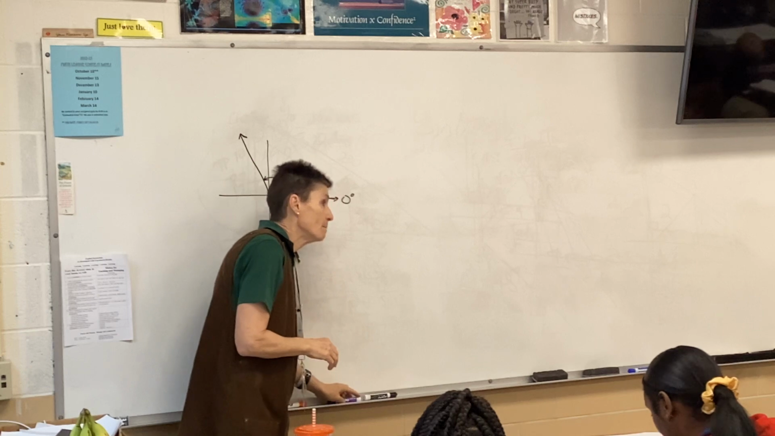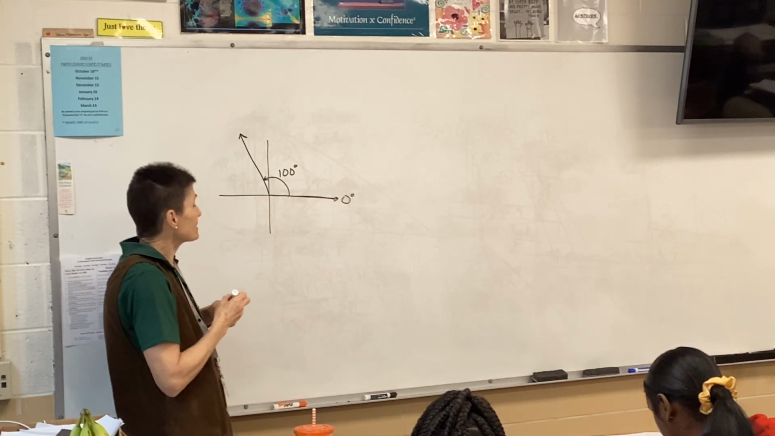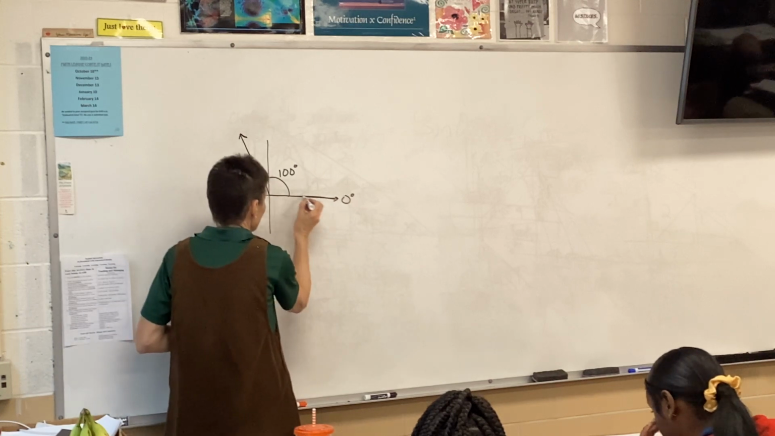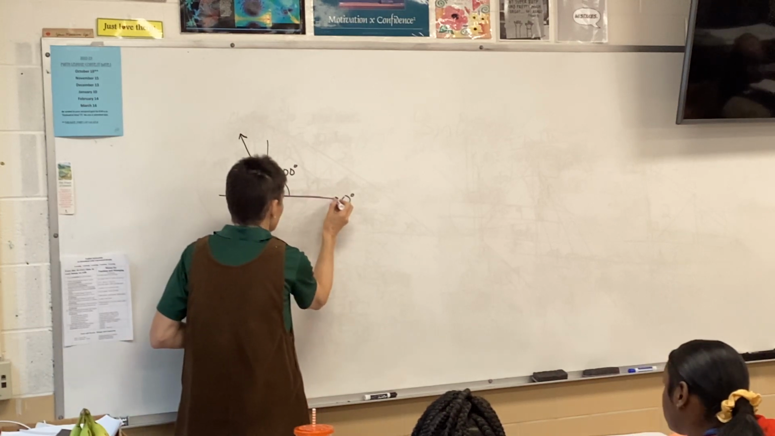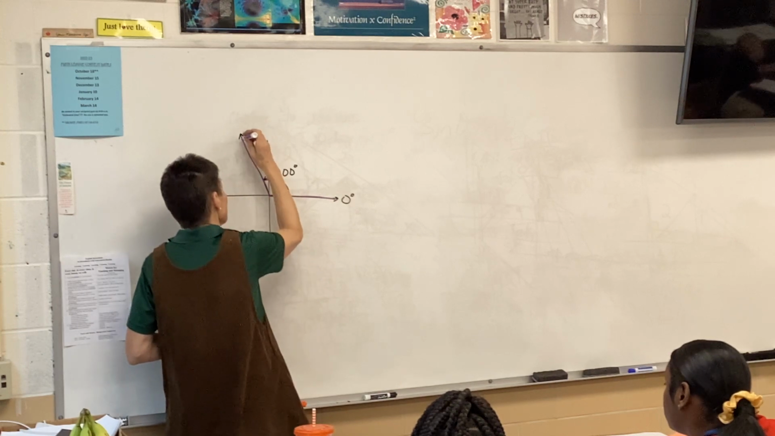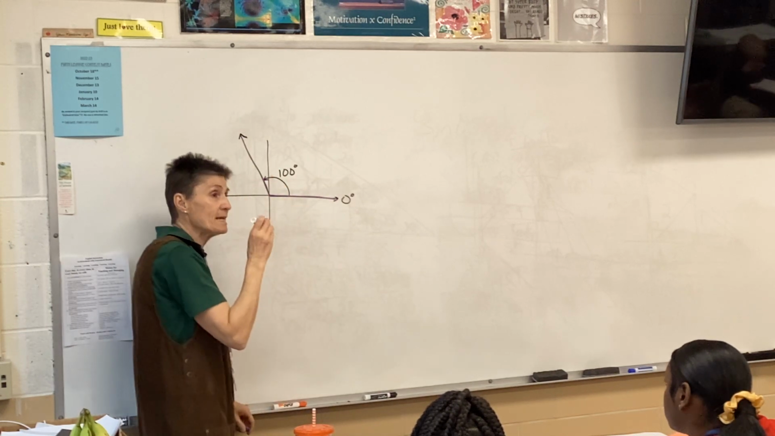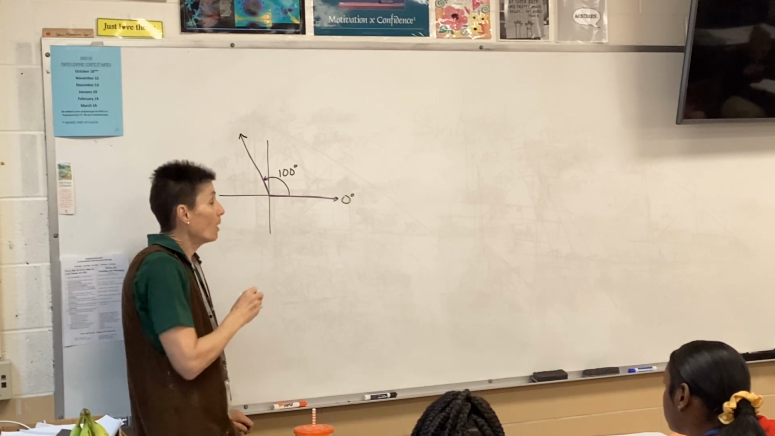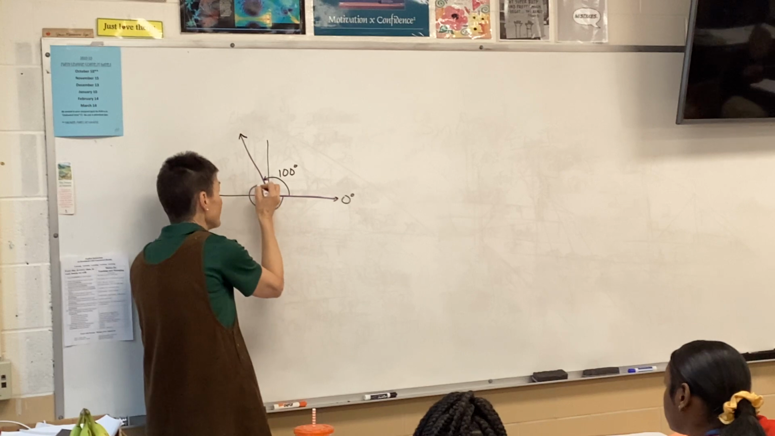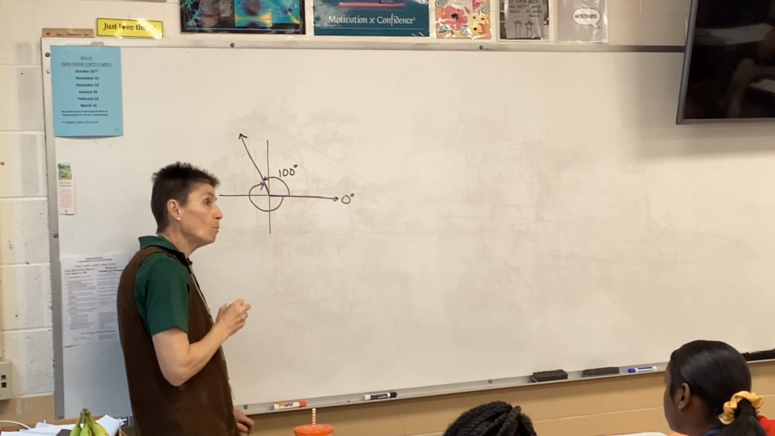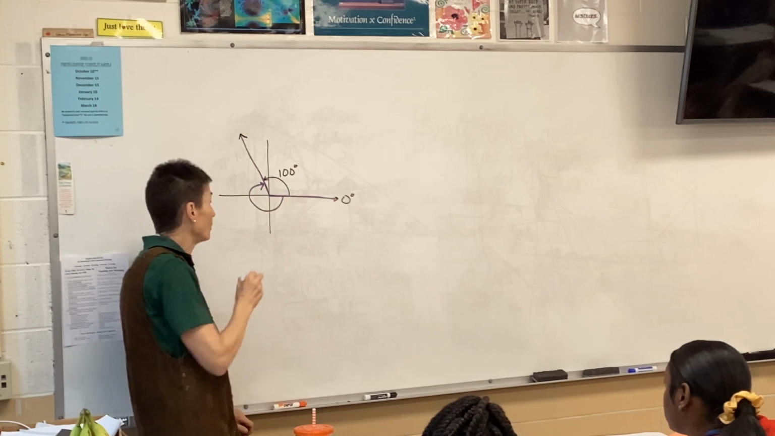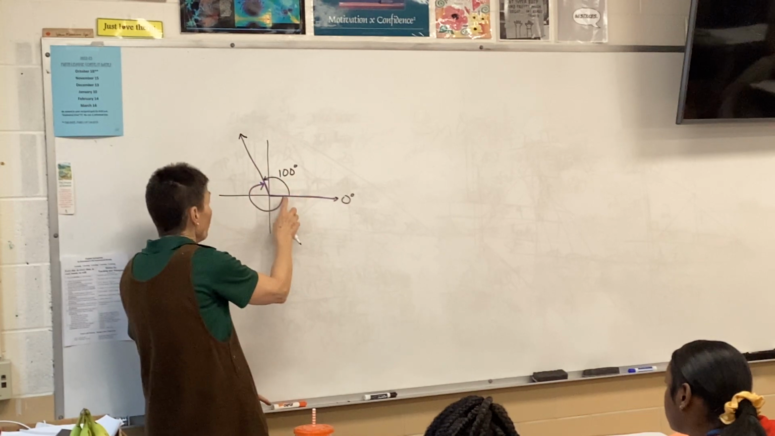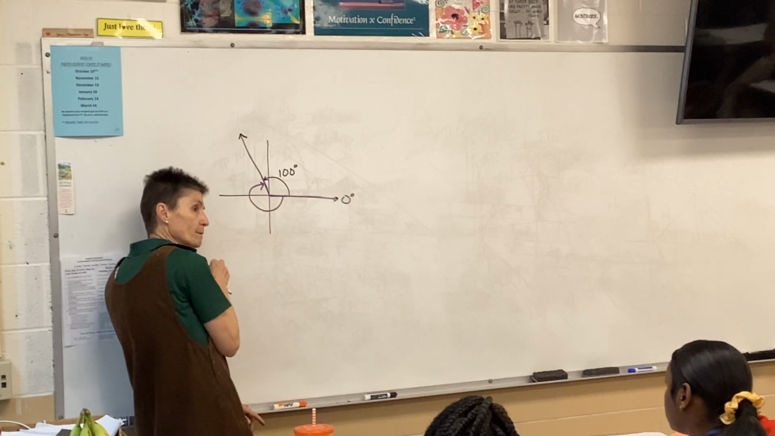Now, coterminal means, is there another angle that I could start here and stop here, just like I did with 100? Is there any other angle that would do that? Would it be like the reverse? Oh, would it be like this one? Well, what would be the measure of that angle? If the black one is 100 degrees, what would be the measure of this purple one?